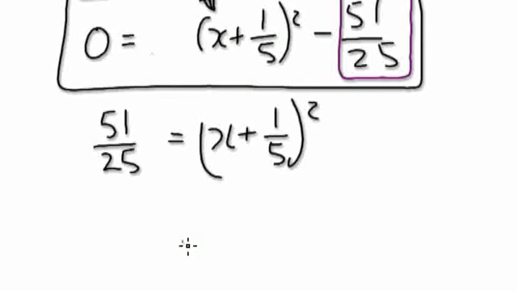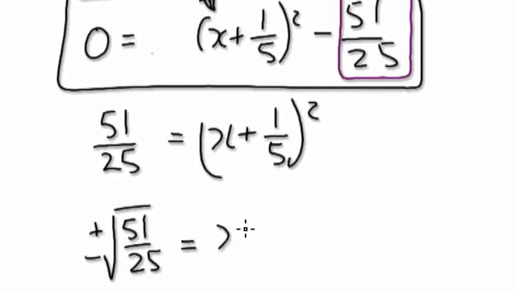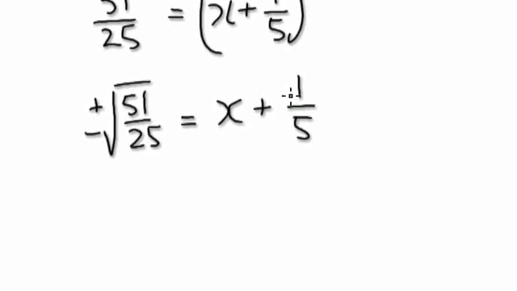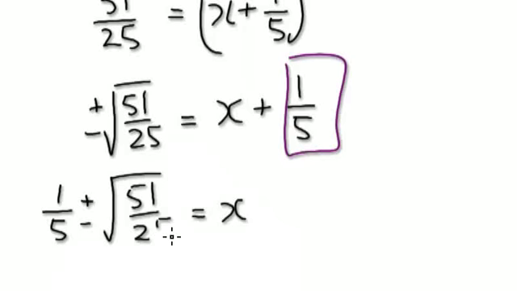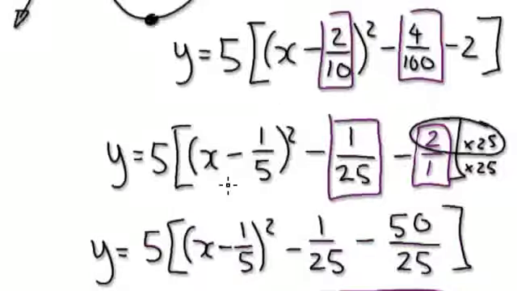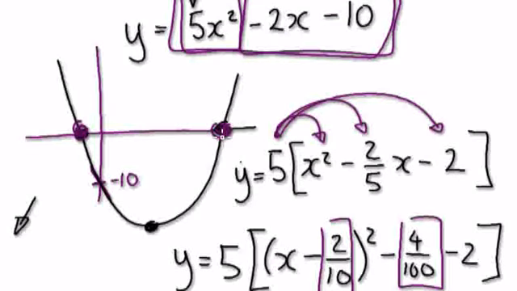Okay, and now square root both sides. So this will be root 51 over 25, plus or minus, equals x minus 1 over 5. Now add 1 over 5 to both sides. So x equals 1 over 5 plus or minus root 51 over 25. So there you've got your x here. Okay. So this thing here would be what we just worked out earlier. Now, so that's these two dots sorted out.